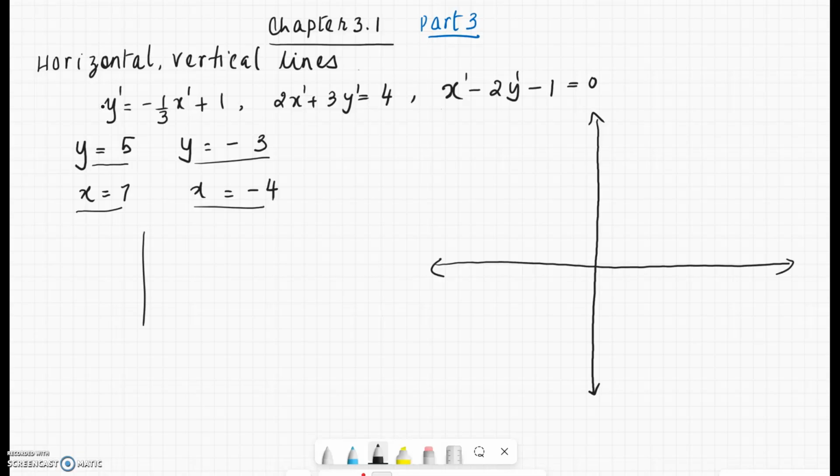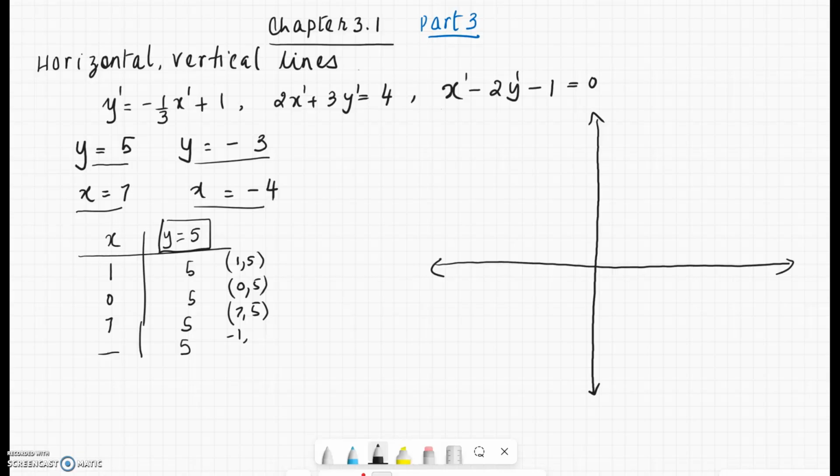Y equals 5. If I had to graph this, no matter what I plug in for x, the y is always going to be equal to 5. Let's say I plug in x equals 1, y is 5. X equals 0, y is 5. X equals 7, y is 5. That's what y equals 5 means. So what do the points look like? 1, 5, 0, 5, 7, 5. If I plug in a negative 1, that's also 5.